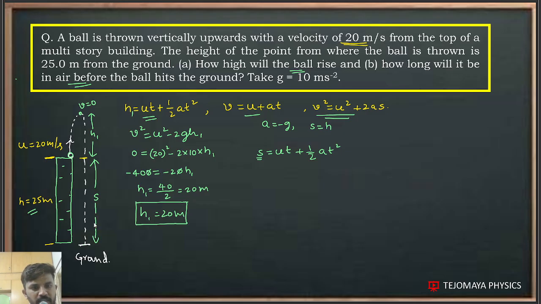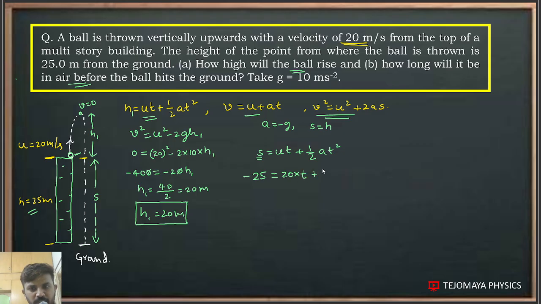Yes or no? The height of the building will give it the total displacement because it's going up and coming down. From the initial point to final point, displacement is 25. So we'll write, since it's coming down, it is minus 25, which is equal to... what is the initial velocity? U is 20. Time taken is how much? We need to calculate that, right?